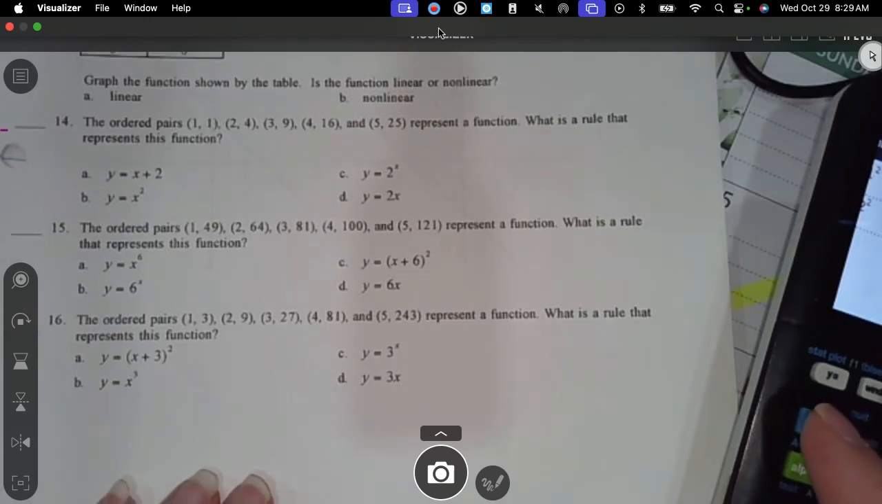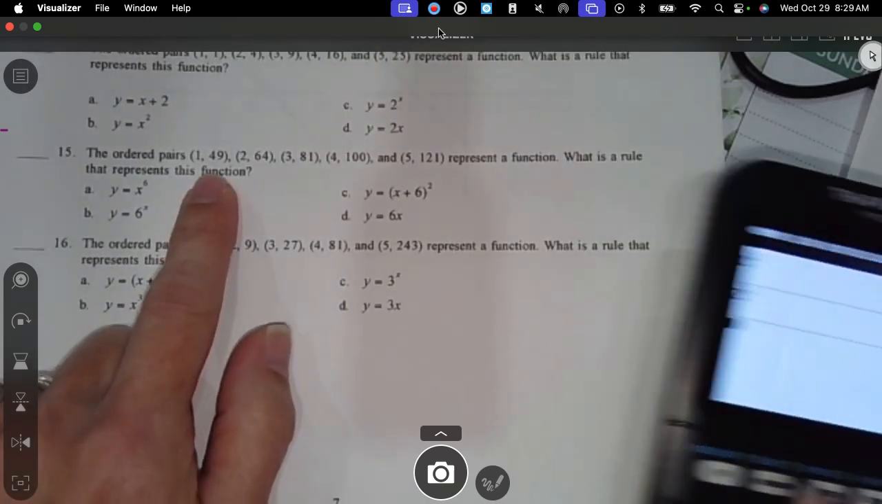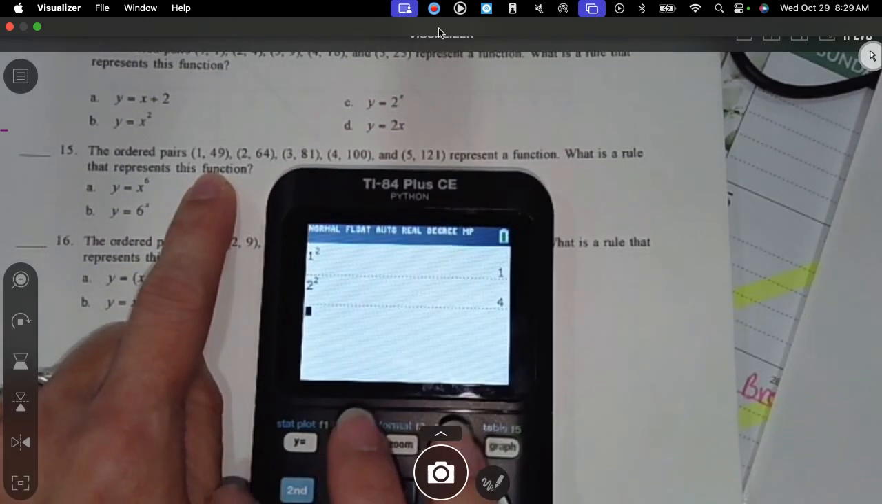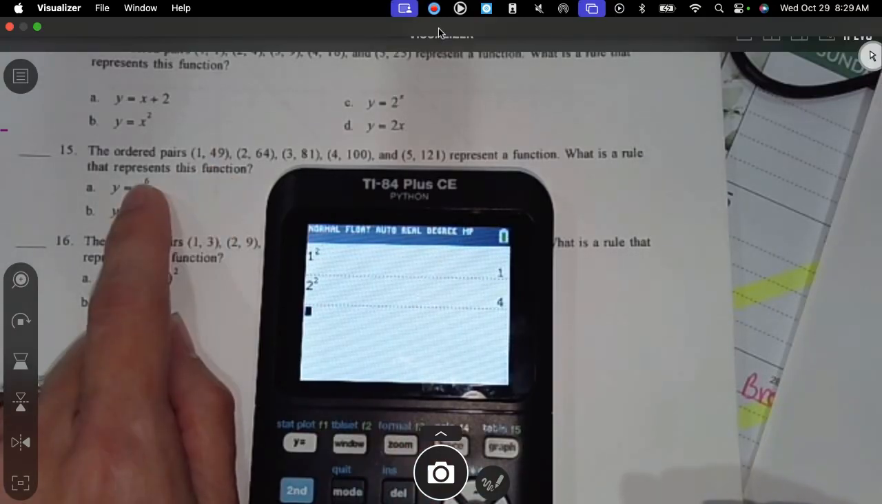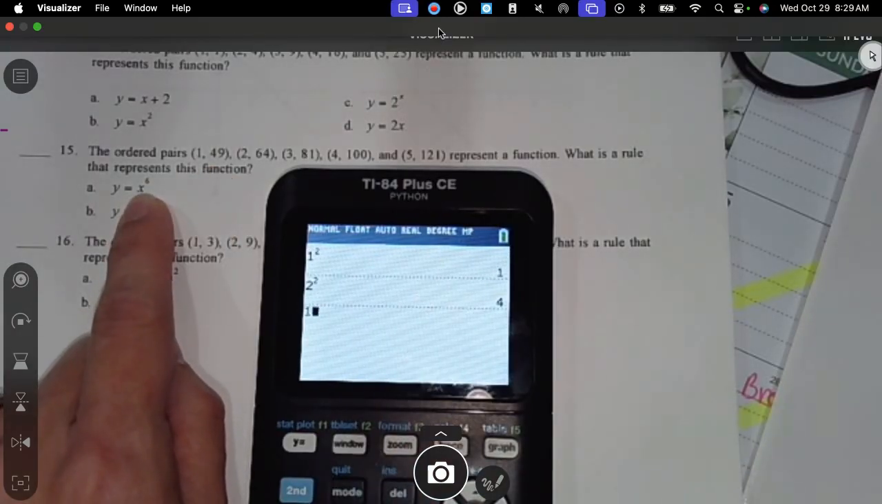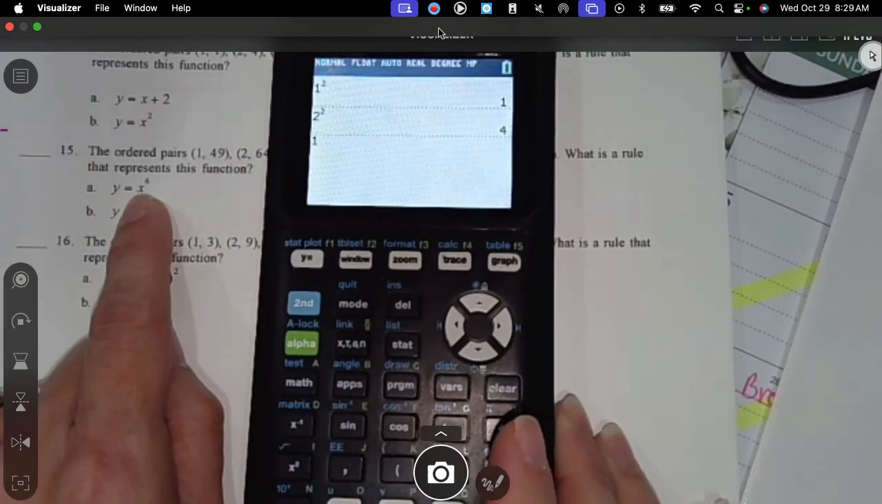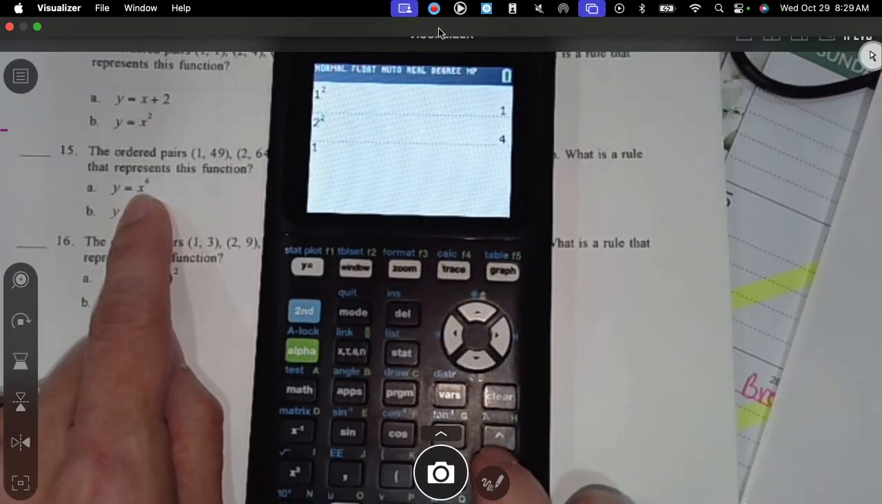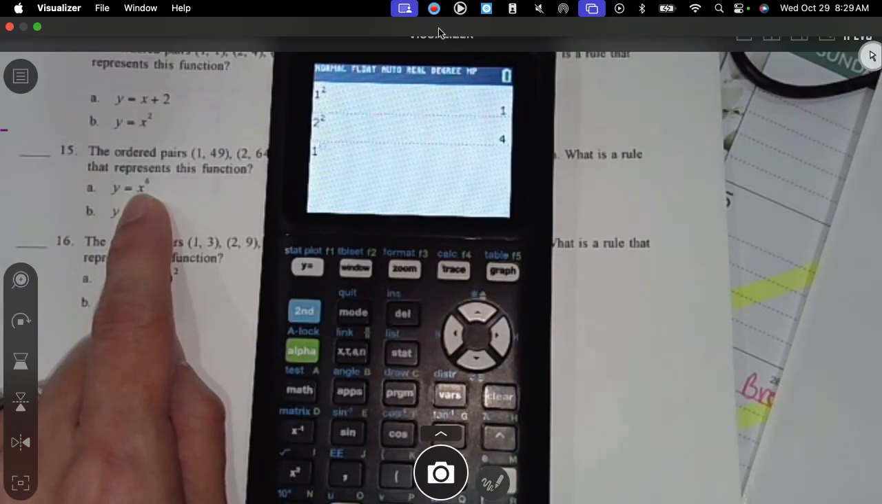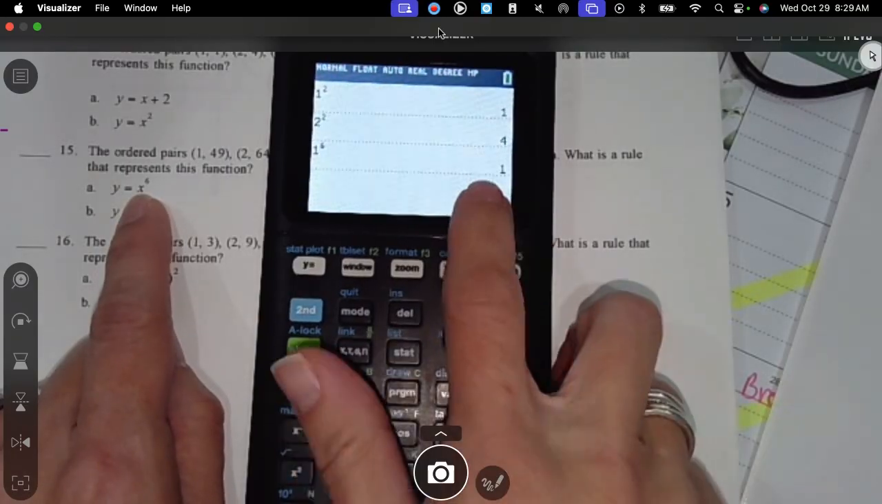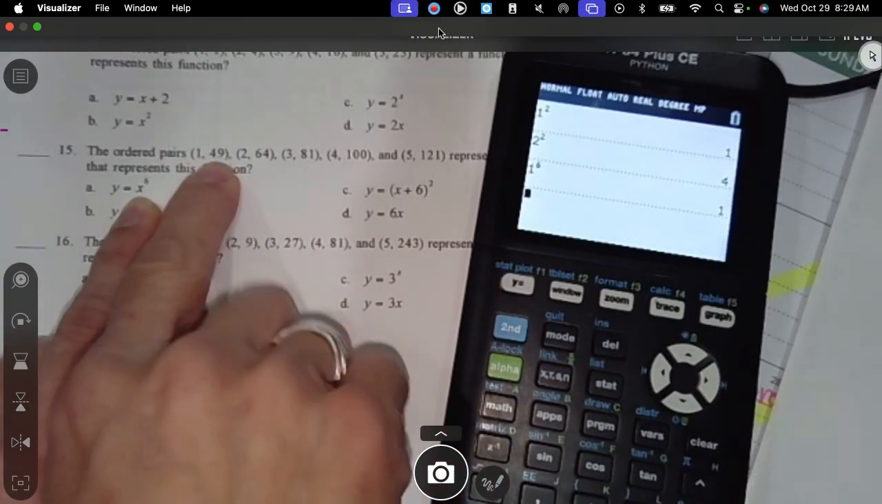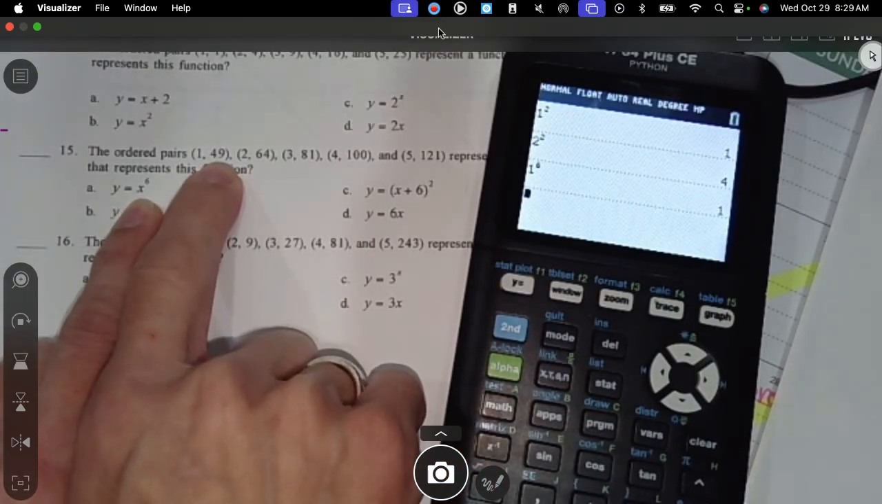Let's do another one. Okay, let's plug in 1 again and see if we get 49. What is 1 to the 6th power? How do you do that on your calculator? There's this little up arrow right here. It's an arrow. 6. And it's 1. So if I plugged in 1, did I get 49? I did not. Very far from it.